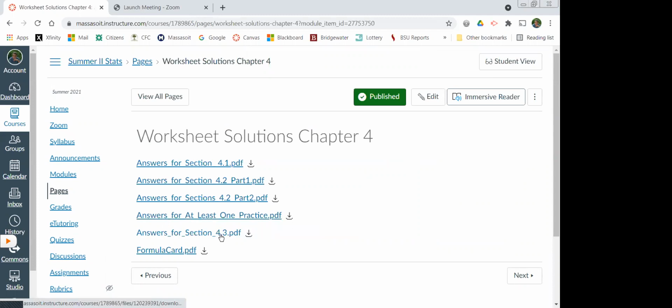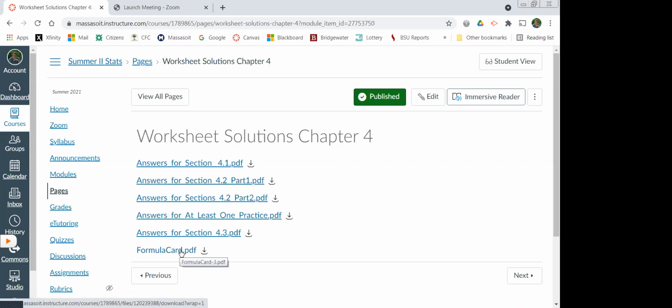You don't have to download 4.3 right now. You could. 4.3 will not be part of the exam. It'll be sections 4.1 and 4.2. It's just that 4.2 has 2 parts to it. This one is included in section 4.2. So these are the 4 that you need to download.